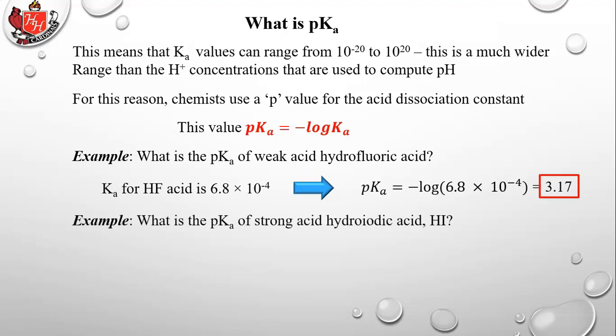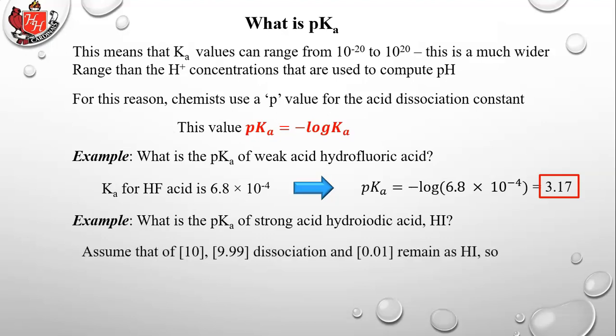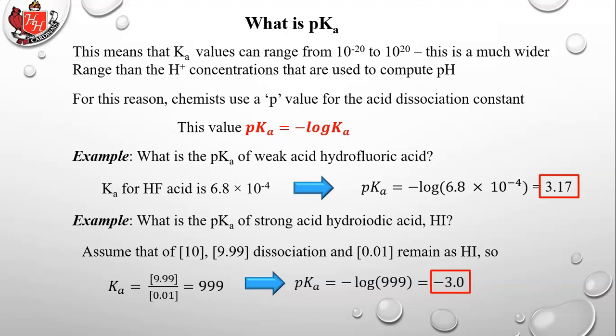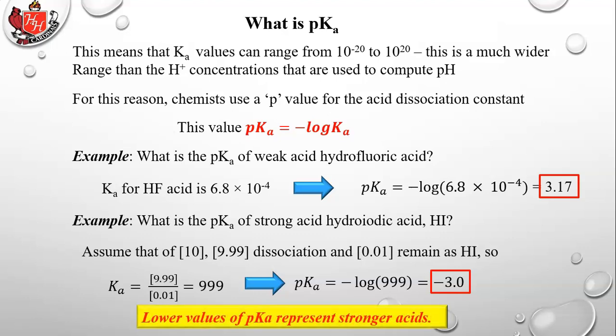What is the pKa of strong acid hydroiodic acid, HI? Now I'm going to kind of make up these numbers somewhat, but let's assume that you have 10 molar and that 9.99 of that concentration dissociates, breaks into a hydronium and conjugate base, and only 0.1% remains as HI. We can't have it 0, or, as I said before, we can't do the math on it. So you have 9.99 over 0.1. 999, and that would give you a pKa of negative 3. So lower values of pKa represent stronger acids, and in fact strong acids have pKa's in the negative numbers.